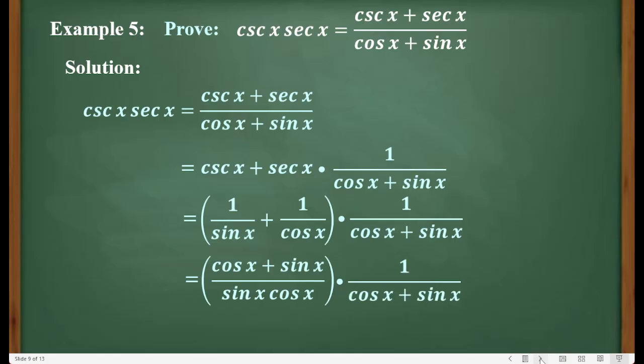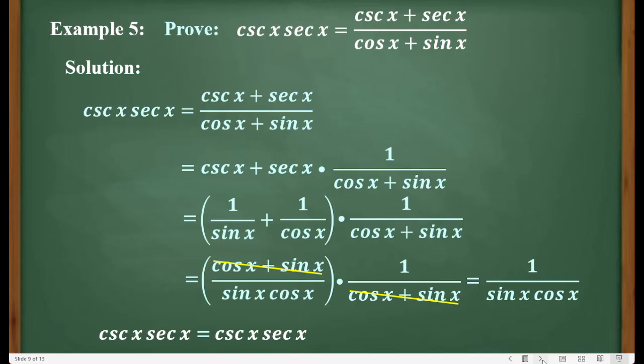Now, what have we noticed here? There is a common factor that can be cancelled. And what is that common factor? The quantity cosine x plus sine x here, and the same expression. This is the common binomial expression, so we cancel them out. So what will remain from this expression is simply 1 over sine x cosine of x. Now, again, using the reciprocal identity, this expression right here can be written as cosecant x secant x.